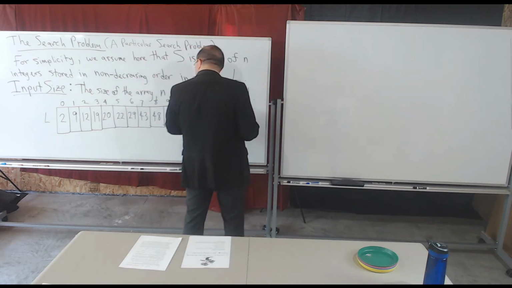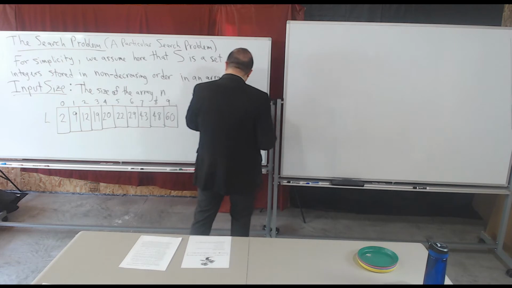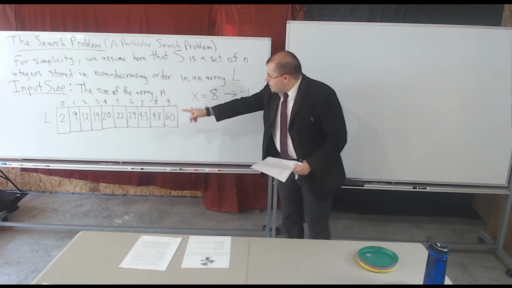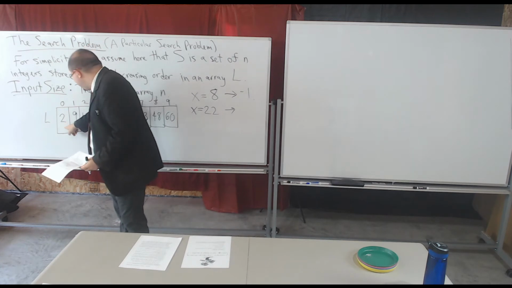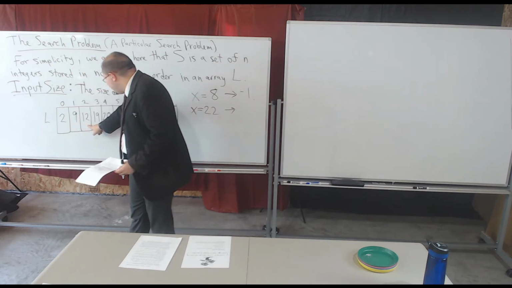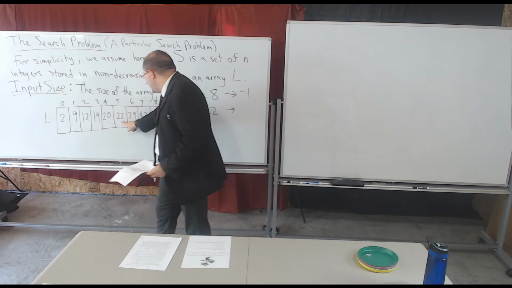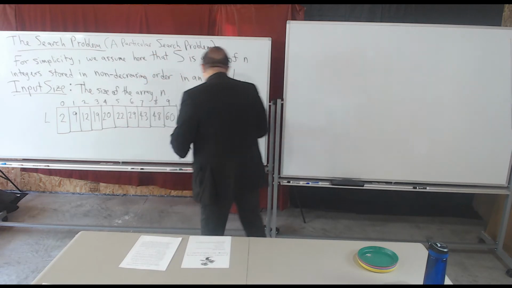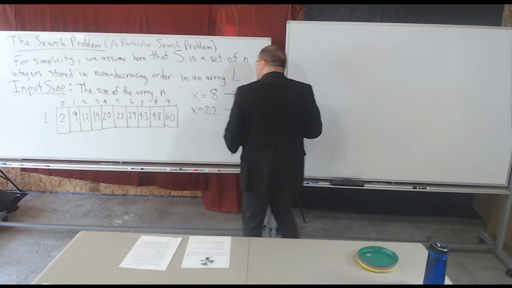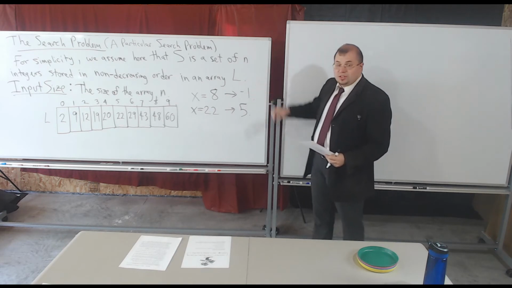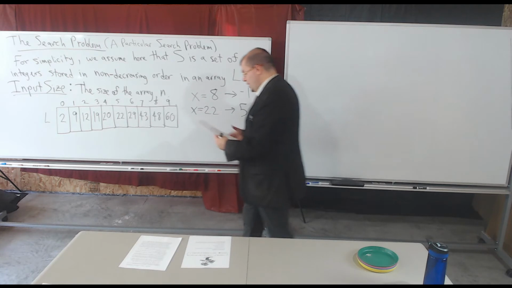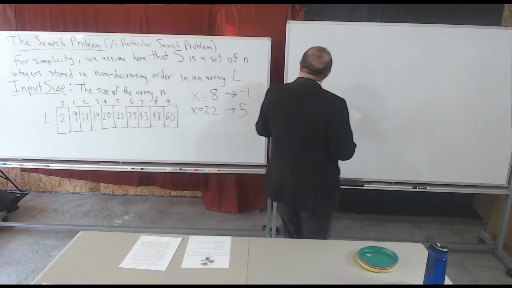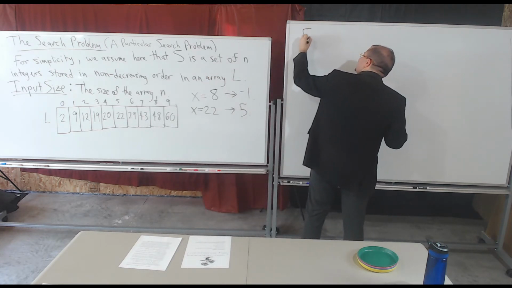How about if X was, say, 22? What should it produce? Okay. So let's just start from left to right because that seems kind of natural. So not there, not there, not there, not there, not there. Boom, right there. So I should return back position 5. So these would be what the solutions would look like, and our algorithm needs to produce these. Okay? So think of the first thing you can use to solve this.